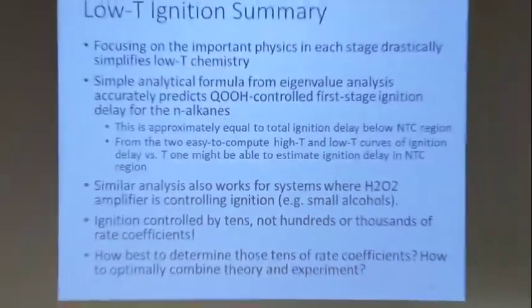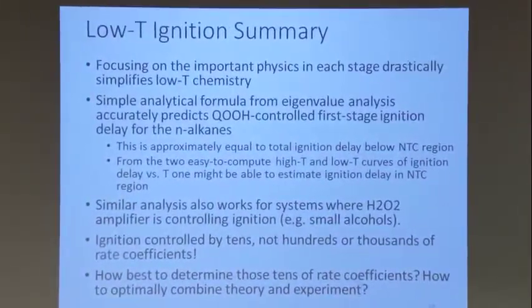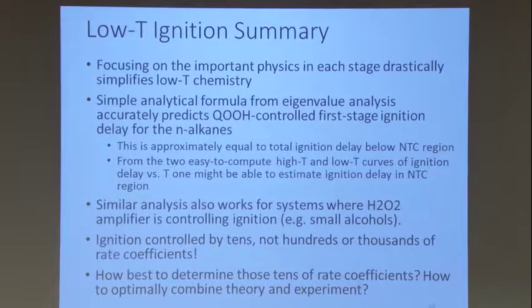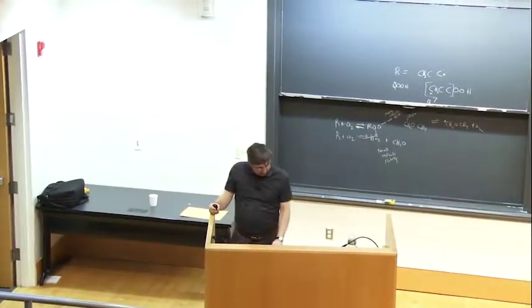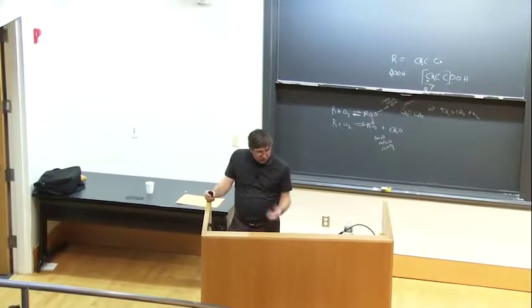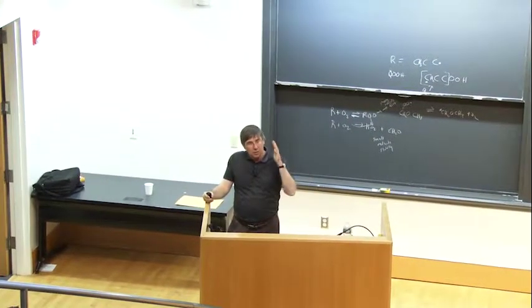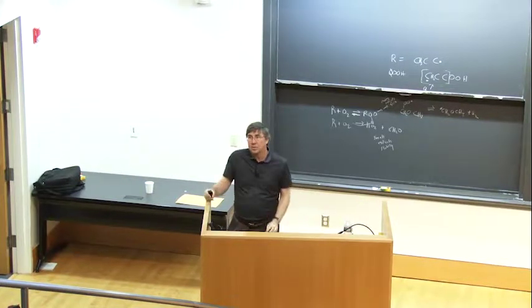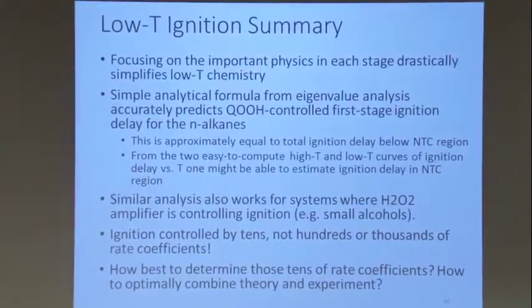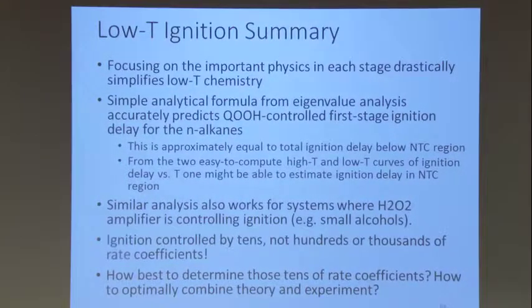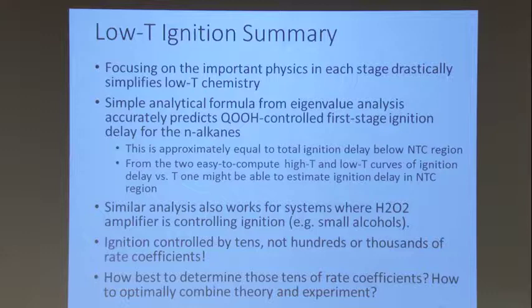All right, to summarize. With low temperature chemistry, if you start focusing on the important physics in each stage, you can really start to understand this, whereas otherwise it's very bizarre. You get this gigantic model, it gives you this really strange behavior. It's very confusing. But if you think about it one stage at a time, you can actually understand each stage separately. And you can actually get simple analytical formulas for certain steps, because if you analyze it and say, well, there's only some key processes happening, so I can really focus my attention on what really matters for that particular stage. And overall, ignition is controlled by tens, not hundreds or thousands of rate coefficients. So I only have to get really good numbers for tens of rate coefficients, which is a lot better than trying to get them for thousands of rate coefficients.